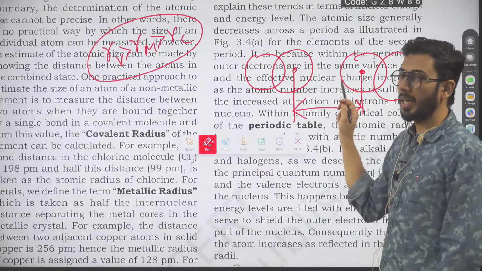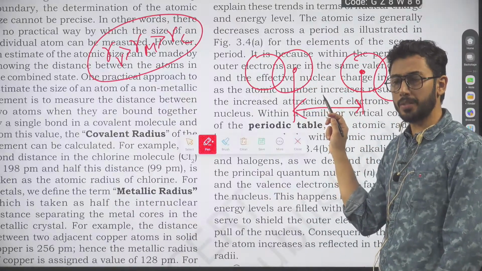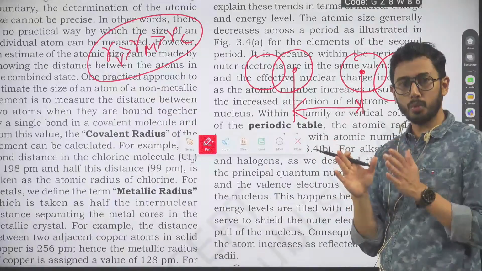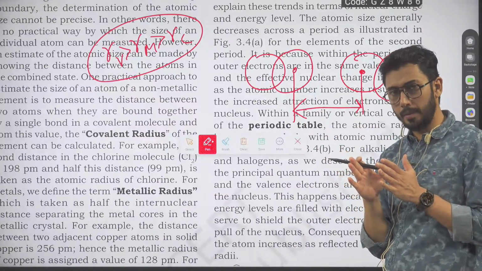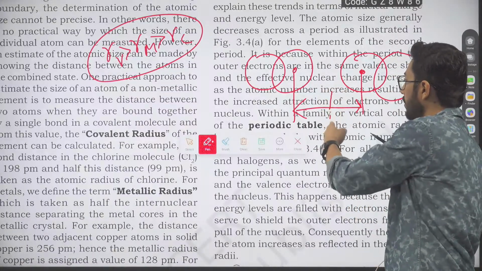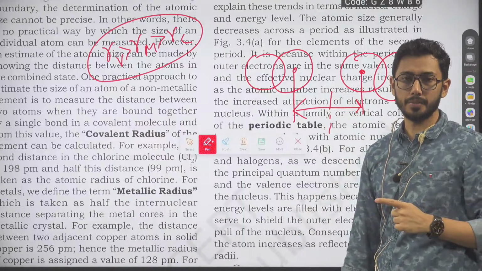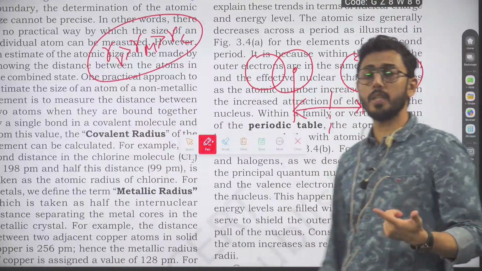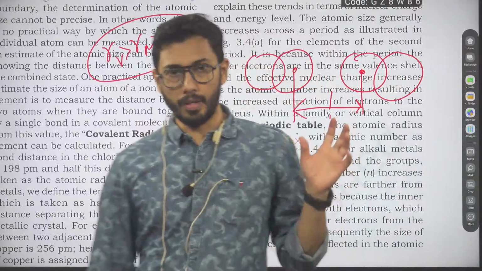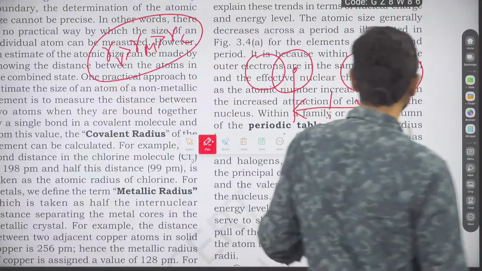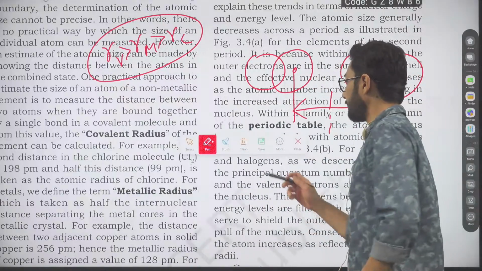These two atoms in neighboring molecules are in van der Waals force of attraction. Among them, half the distance will be the van der Waals radius. Van der Waals radius is measured in which state? In solid state. If you have not written it, van der Waals radius is measured in solid state.